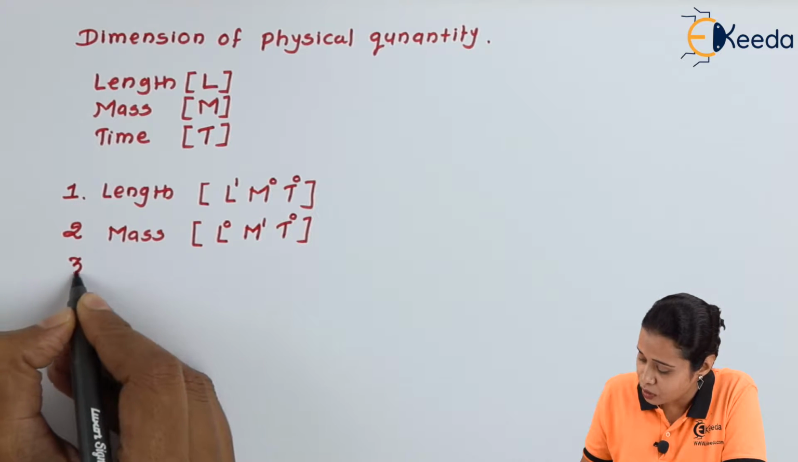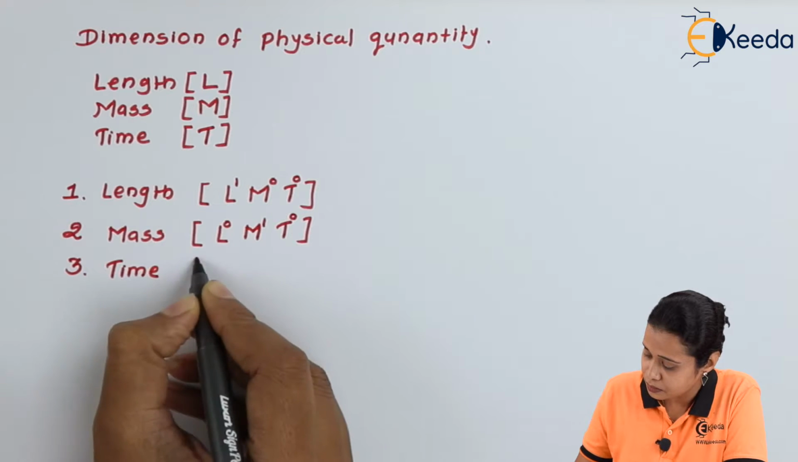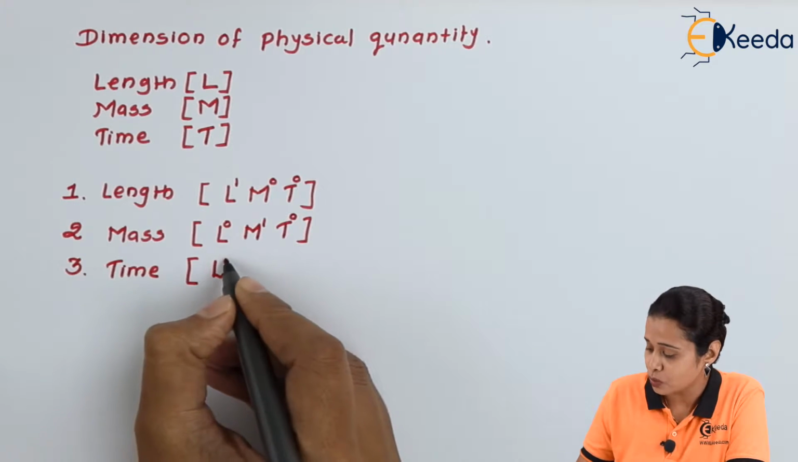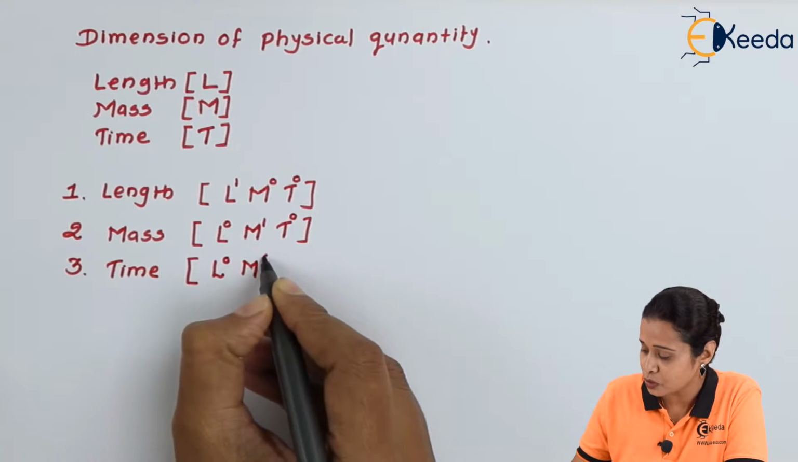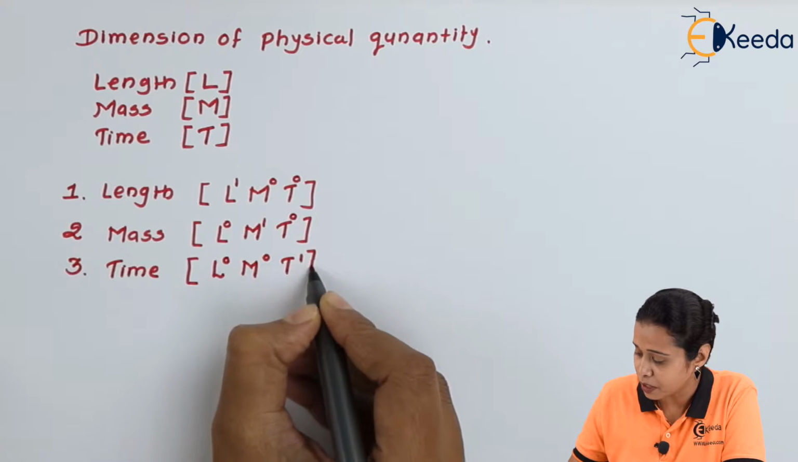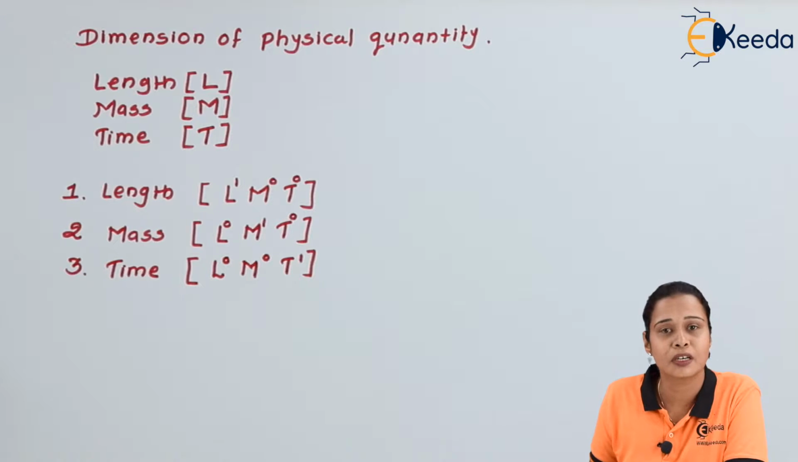The third physical quantity we will take, that is a time. In time, length is absent, so it will be power 0. Mass is also absent, so it is 0. And then time is present, so we'll take here power 1. So these are the three basic physical quantities.